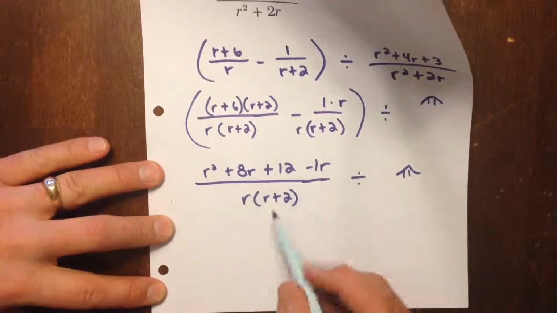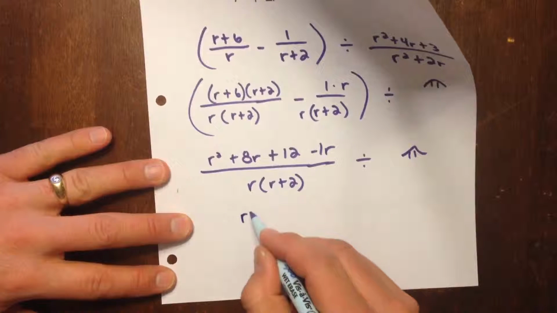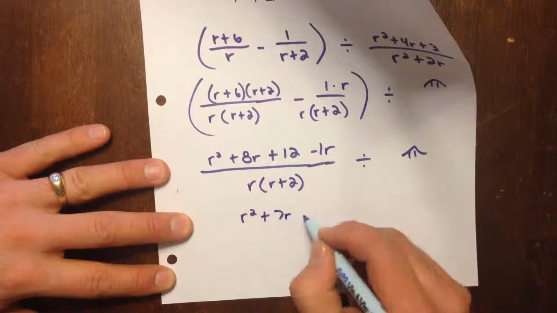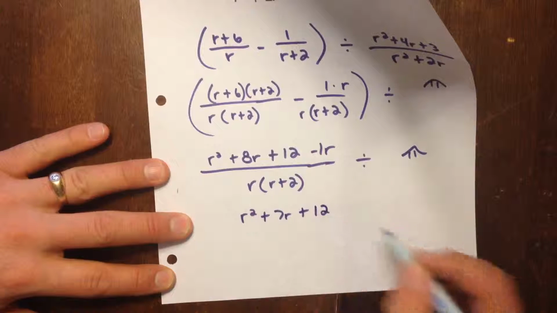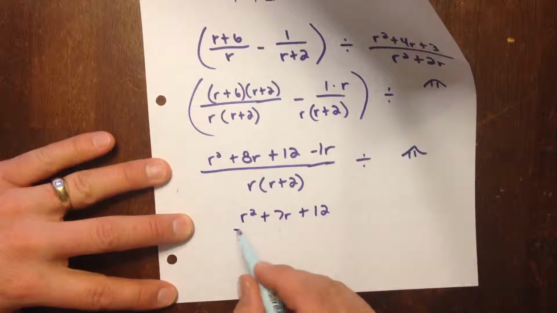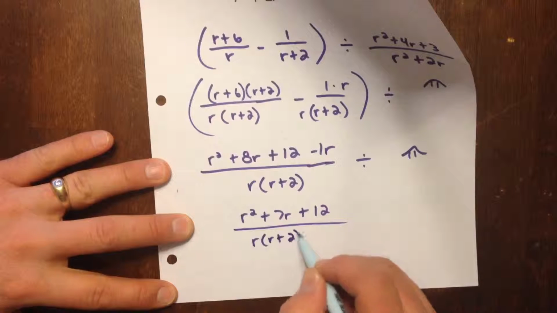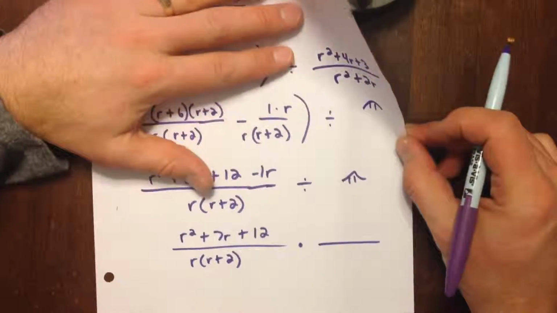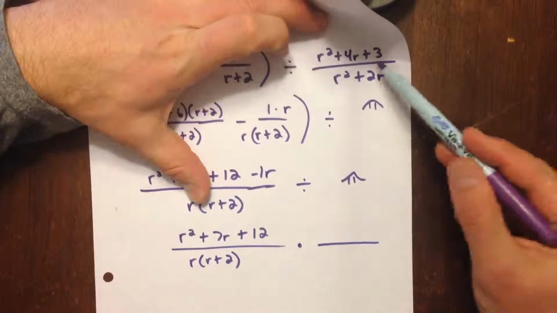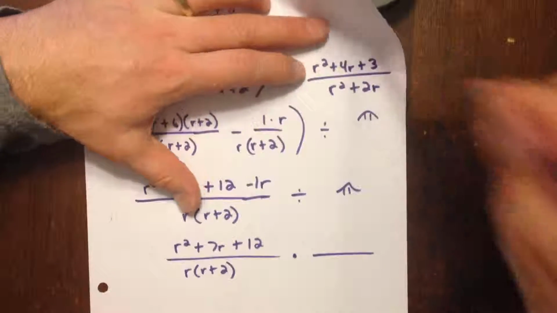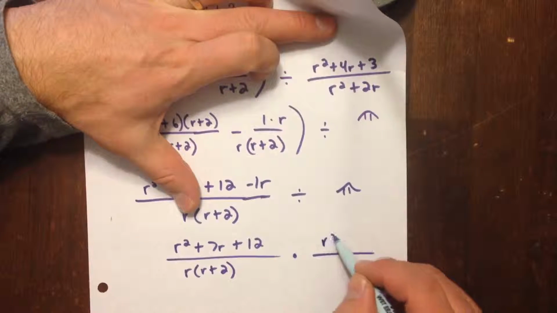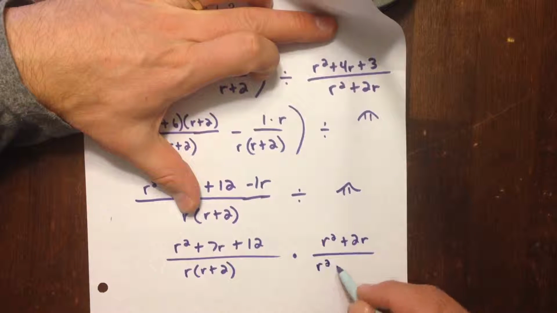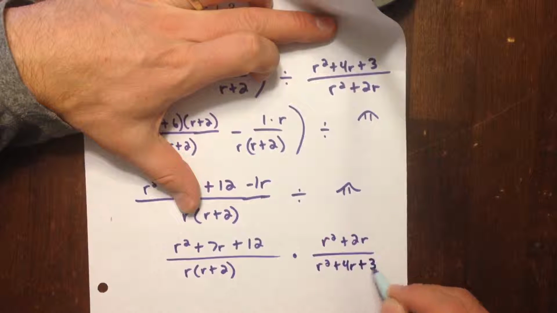Let's put this together. So we have r squared plus 7r plus 12. I am going to run out of room. Alright, so I'm going to turn this into multiplication. Okay, so I'm going to take this expression, alright, and I'm going to invert it. So r squared plus 2r and r squared plus 4r plus 3.